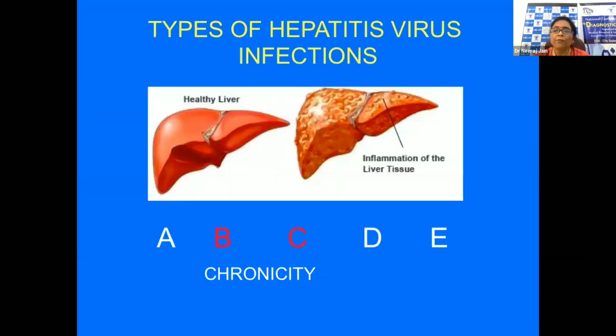Now we have mainly 5 types of viruses: hepatitis A, B, C, D, and E. Out of them, A and E cause acute viral hepatitis. So the serological interpretation is very simple in these two. Whereas B and C cause chronic hepatitis. So we have 2 phases, acute as well as chronic. So we need to understand what all serological markers are going to help us. And D is an incomplete virus which goes along with B. So I will be discussing one by one each of them.